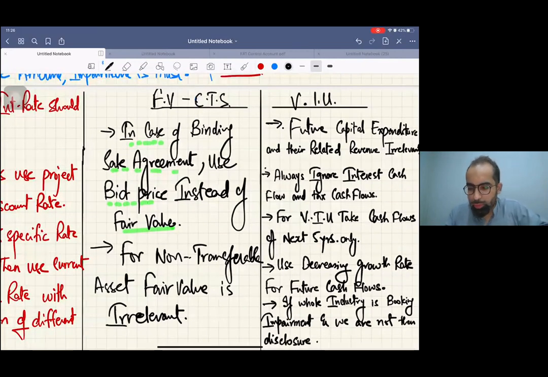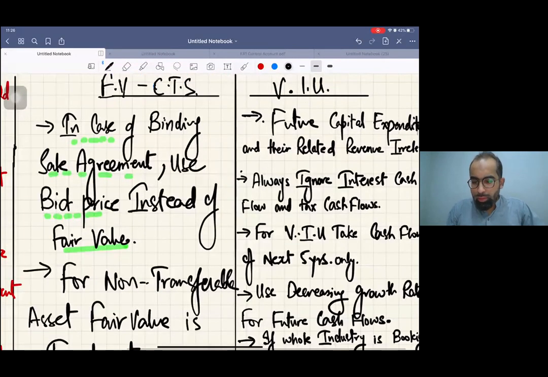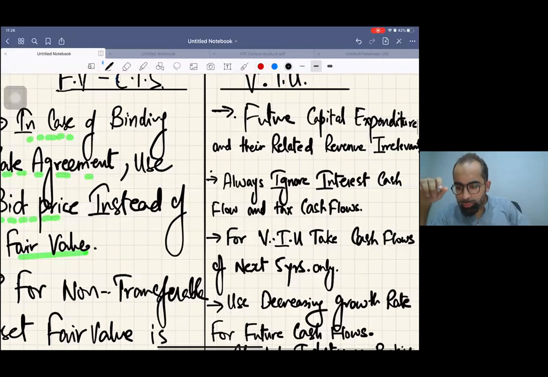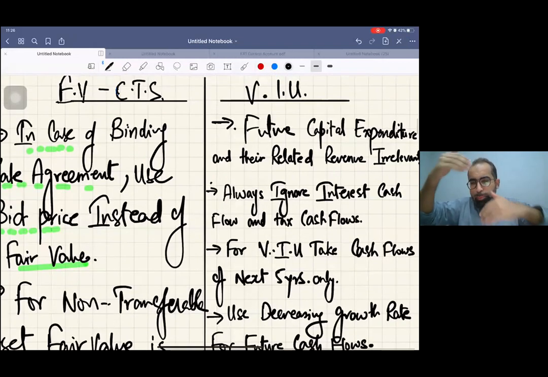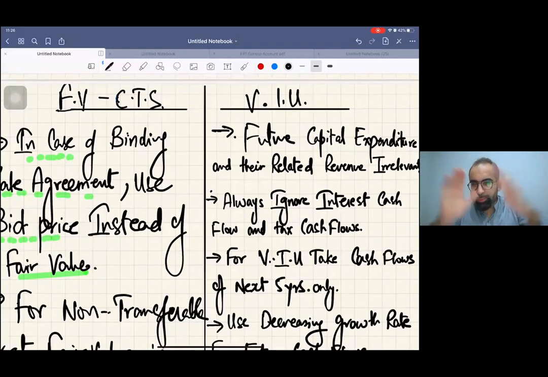Now, value in use. What is value in use? Think over it. Value in use means present value of future cash flows. Present value of future cash flows which we will obtain from that asset. Now, some instruction from IAS 36.